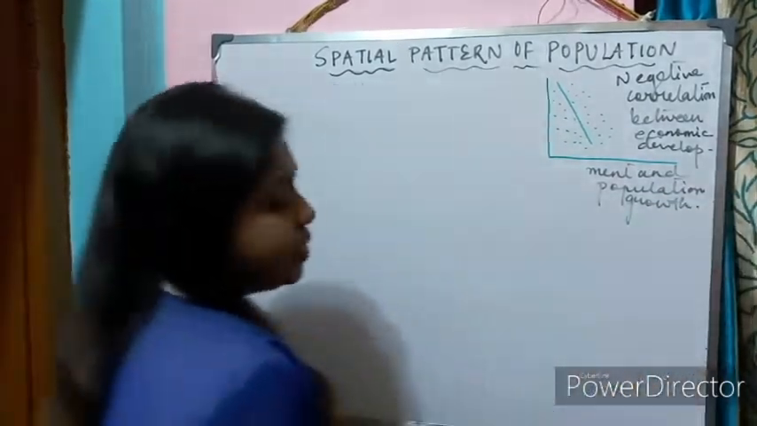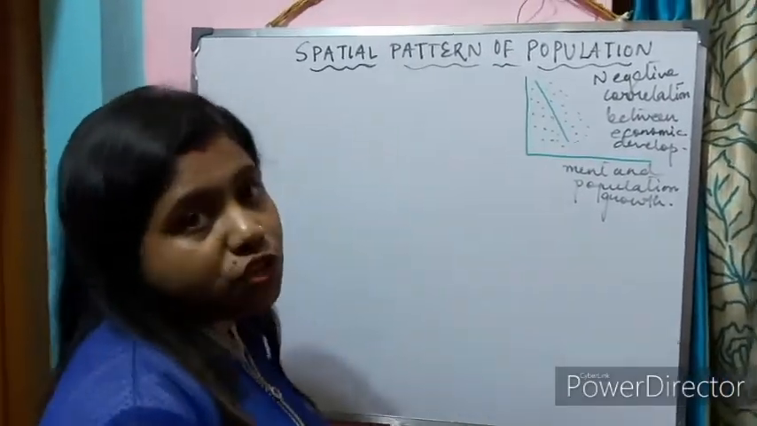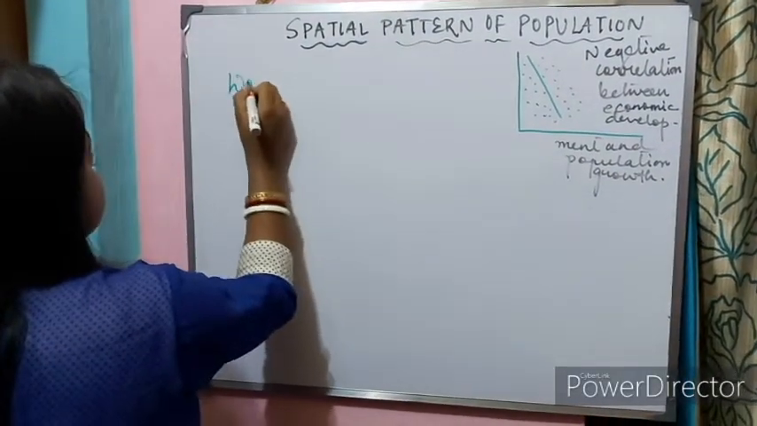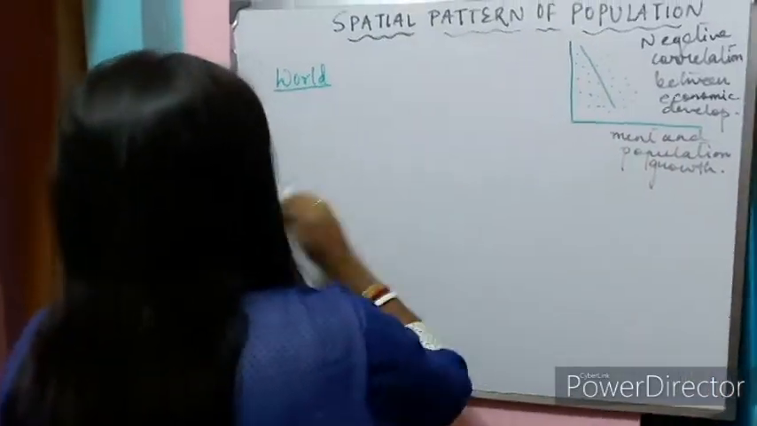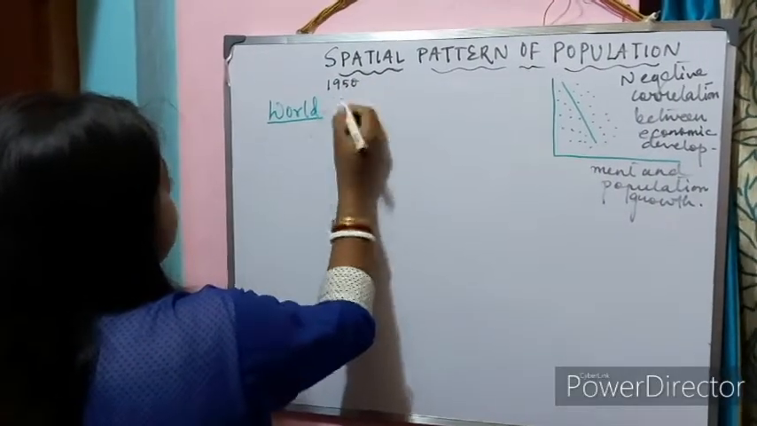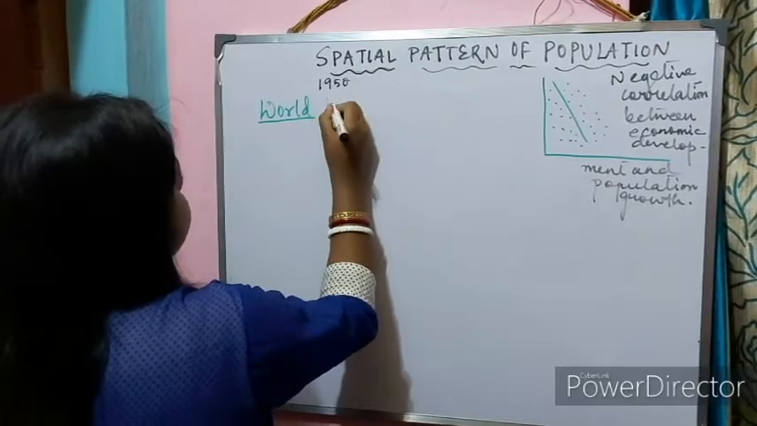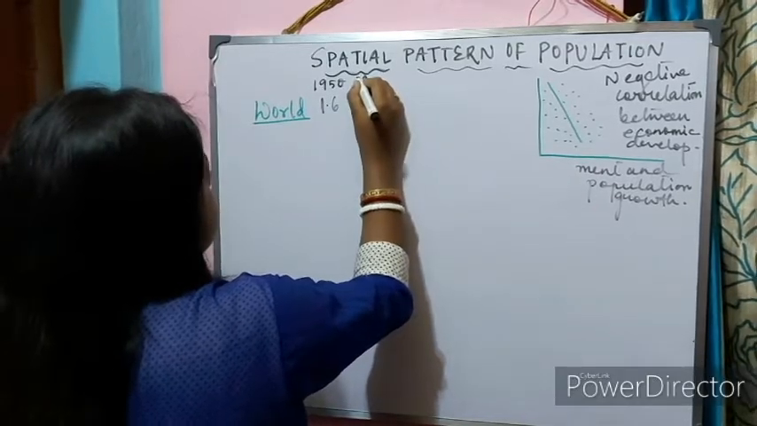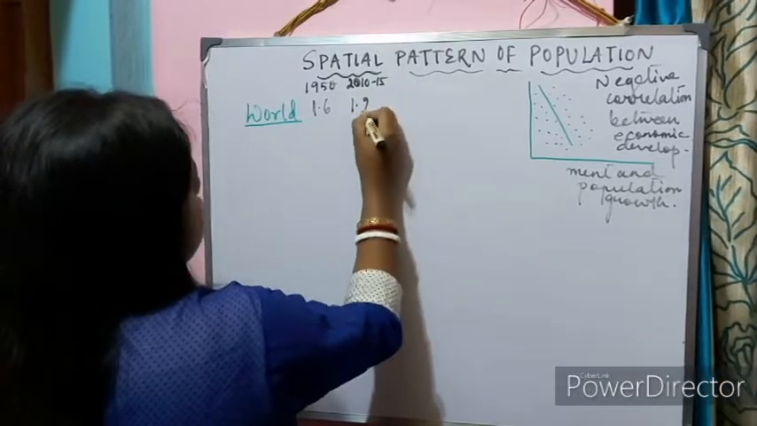Now let us understand a data that is already given in your NCERT, how the growth of population is changing. Now let's understand first the growth of population of the world. In 1950, the growth of population of the world was 1.6. In 2010 to 2015 it is 1.2.